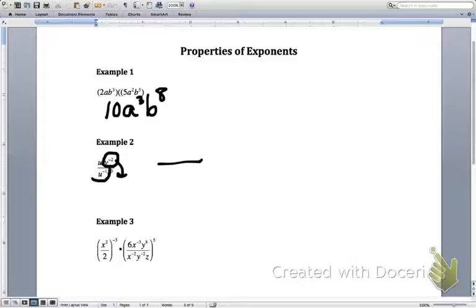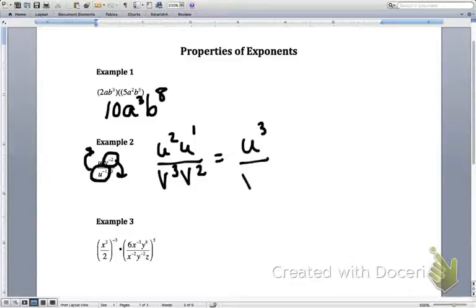I have a u to the negative first, which is in the denominator. I'm going to move that up, so that will become positive. So now I have u squared u to the first. In the denominator, I have v cubed v squared. In other words, I have u cubed over v to the 5th. Remember, the only term that you move is the term with the negative exponent.